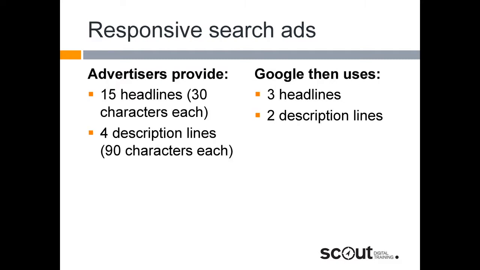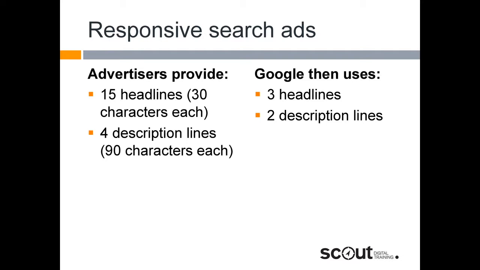Google Ads have also introduced responsive search ads as well, and this is where you can provide up to 15 headlines and up to 4 description lines, and Google's then going to mix and match those ads to try and find the best combination. So they're still going to display up to 3 headlines and up to 2 descriptions, but rather than you having to create different variations of your ads, they're actually doing that work for you.